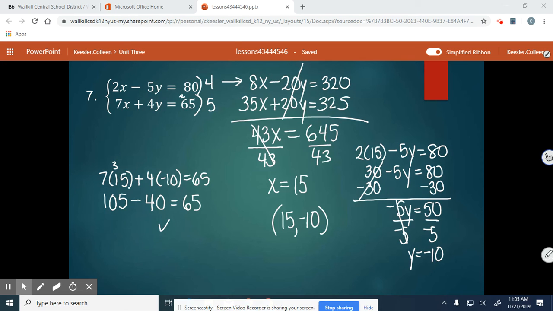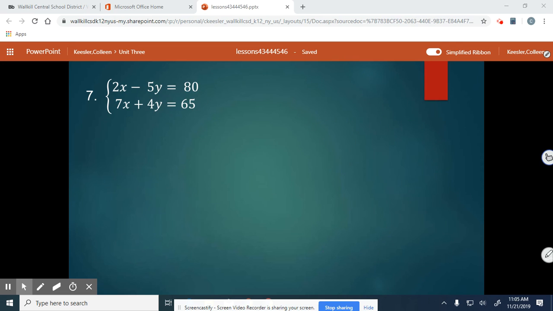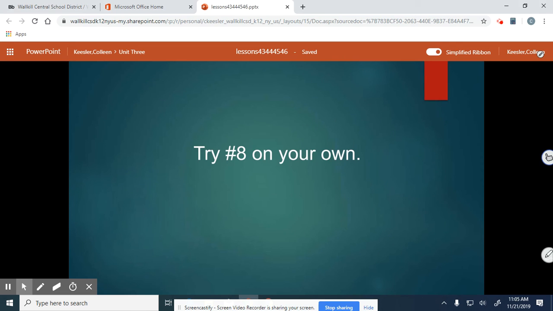So again, worst comes to worst, if you can't find a number you can multiply just one equation by to get a pair of opposites, you could multiply both equations to get a pair of opposites. That's totally fine. Okay, so with that said, you guys are now going to try number 8 on your own.